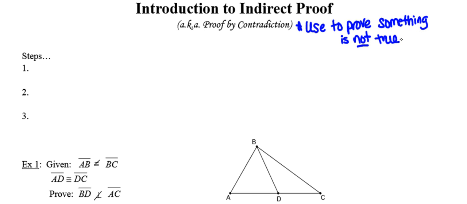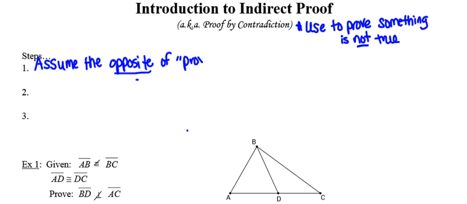And in writing indirect proofs, we're going to follow 3 steps. The first thing that we're going to do is assume the opposite of whatever it is that we're trying to prove. And I'm going to take a minute and highlight the word prove there because that's important. You want to make sure you start with the opposite of whatever it is that you're trying to prove, not the givens. We're then going to use the information that's given to us in the proof or in the problem to establish a contradiction. Hence the name proof by contradiction.